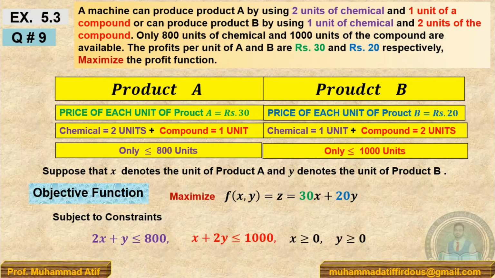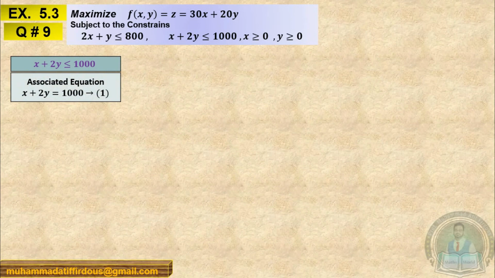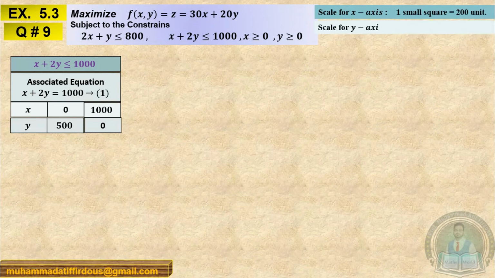Okay, now the next step is to solve these inequalities, or to find the maximum of that function. In order to find it, first draw or find a feasible region. Just convert this inequality into the associated equation, make a table, put x equal to 0 in equation 1, you have y equal to 500, then y equal to 0 in 1, you have x equal to 1000. Then scale: one small square is equal to 200 units.